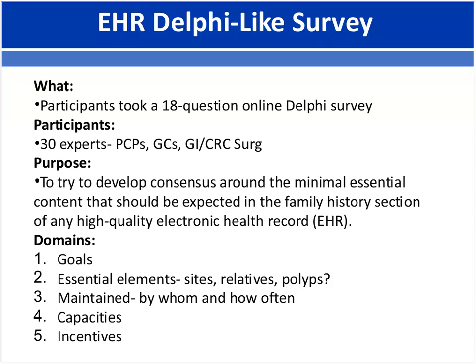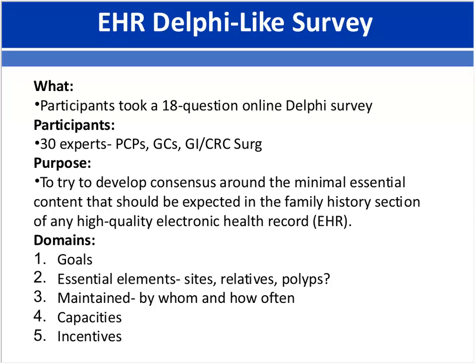that should be expected in the family history section of any high-quality electronic health record, whether that information is put directly into the EHR or put in from a personal health record. And the domains were 5. We asked questions about the goals of the section, what the essential elements are with respect to who should be included, and what types of cancer should be included. We asked questions about how it should be maintained, by whom and how often.